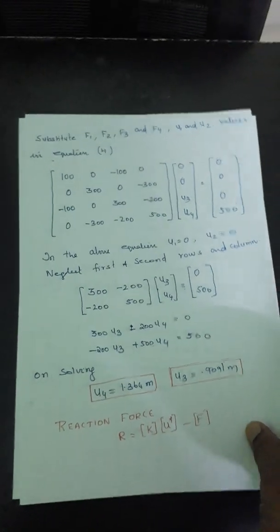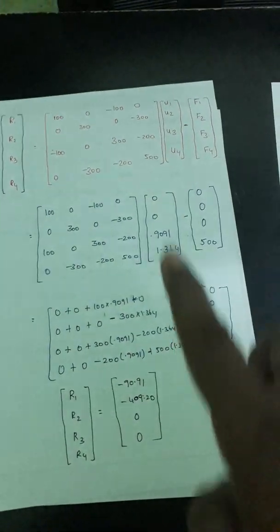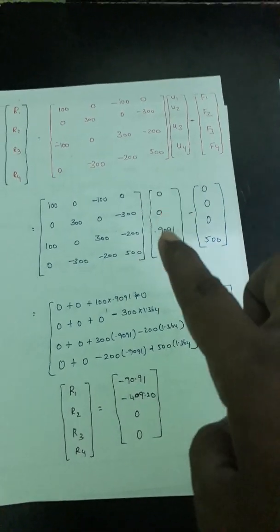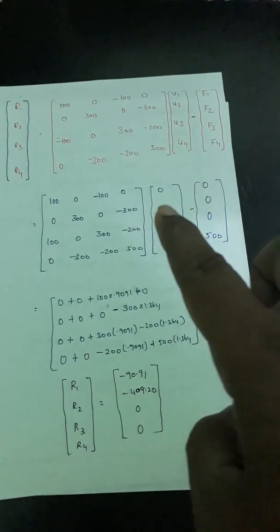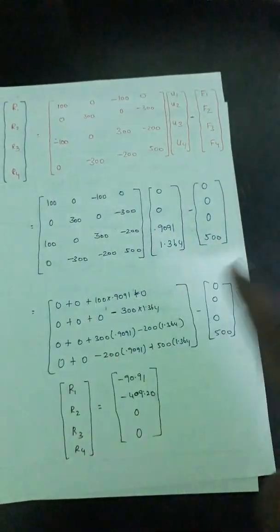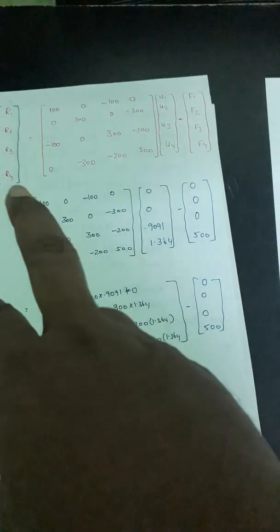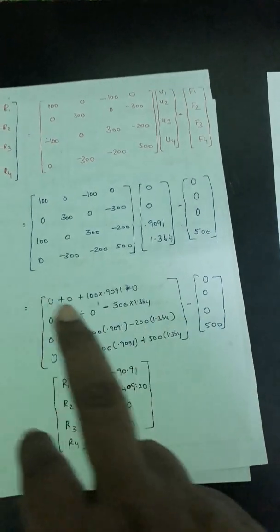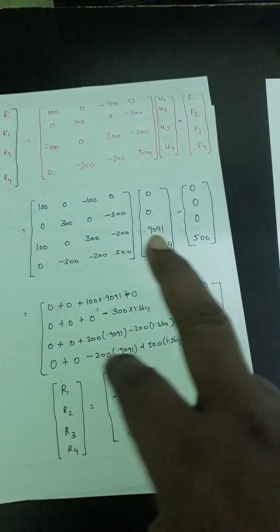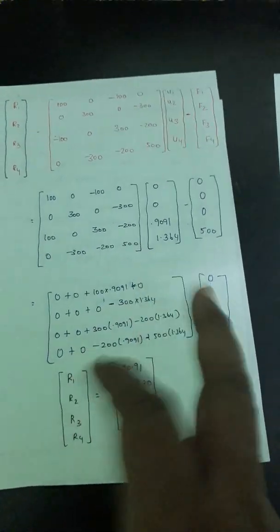Now we have to find the same thing; whatever I did before is followed. So R1, R2, R3, R4 are the reactions. This is what I made. Everything, U1, U2, U3, the 500 force, every force is substituted here, and the U2, U3 and U4 values are substituted here. You know U1 and U2 are 0, so everything is 0. Then I multiplied: 100 into 0, 0 into 0, minus 100 into 0.9091, and so on. All these things I have added. Again 0 into 0, 300 into 0, and so on. This is the way we have to multiply. You know matrix multiplication.